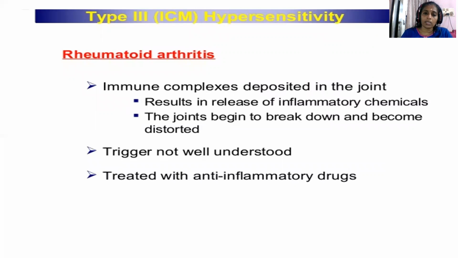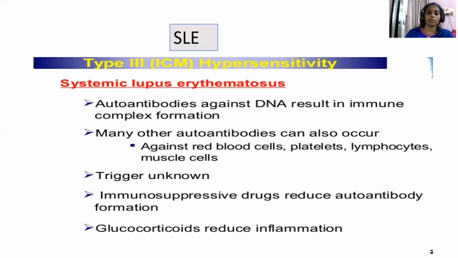Rheumatoid arthritis and other symptoms result from the deposition of this immune complex on the joints, resulting in the release of inflammatory chemicals. Due to the inflammatory chemicals, the joint begins to break down and becomes distorted. The reason which triggers it is not well understood. Still, we can treat it with anti-inflammatory drugs.